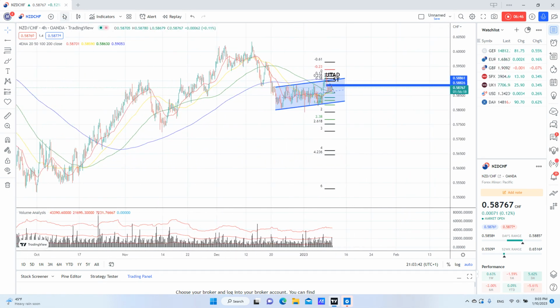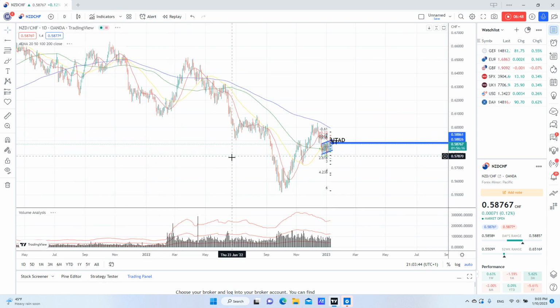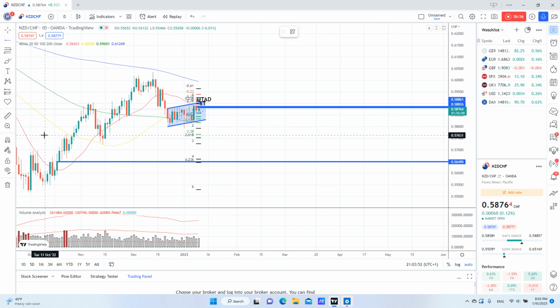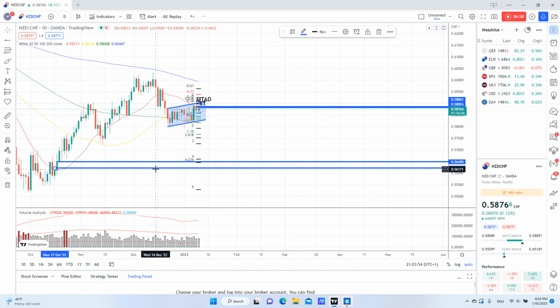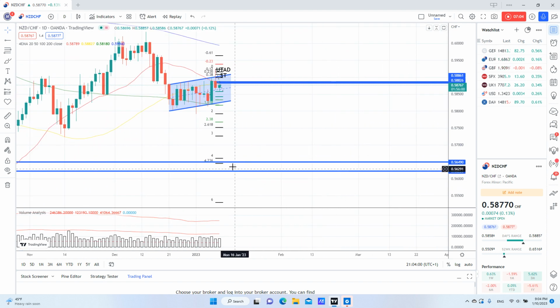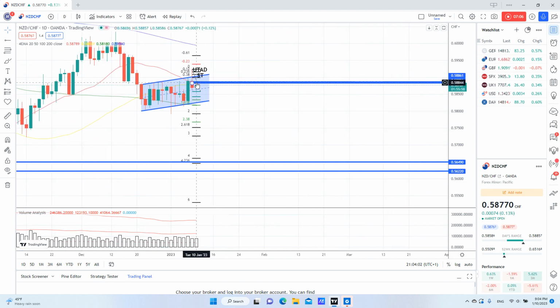we will be targeting this one in daily, this gap, which will be confluent with the extension of Fibonacci drawn on the 1 hour chart. It will be the extension of 4.23.